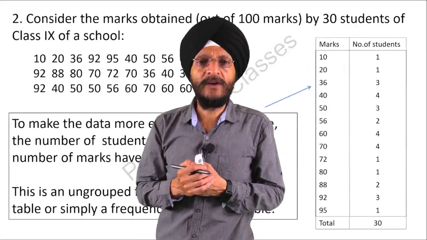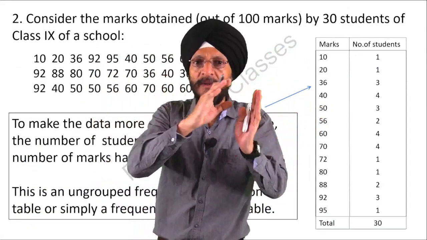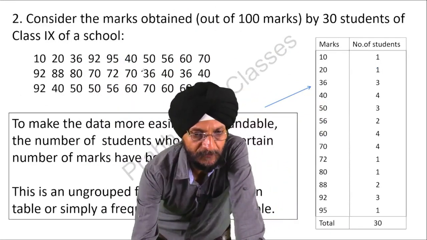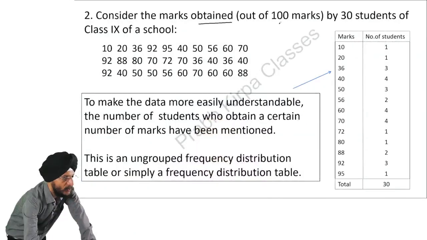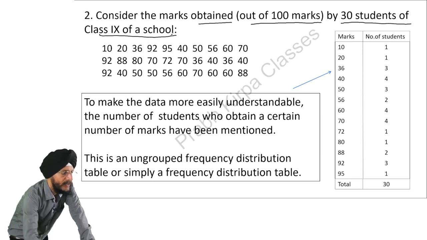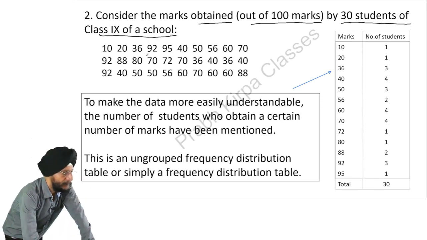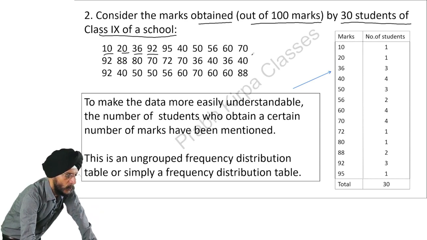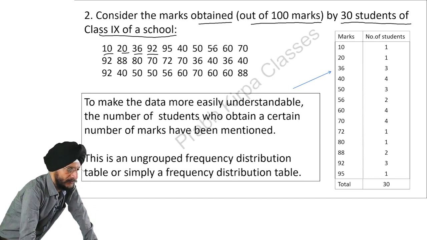So what can we do if the number of entries is more? Now we will see another example. Consider the marks obtained out of 100, that is, the maximum marks are 100, by 30 students of class 9 of a school. One student has obtained 10, another 10, 20, 36, 92, and so on. The list goes on. These are the marks obtained by 30 students out of 100 marks.